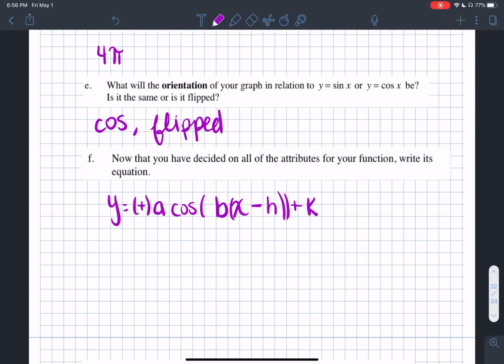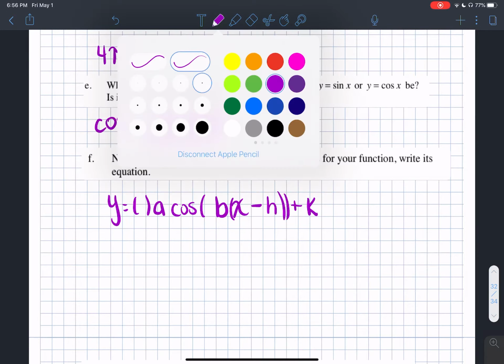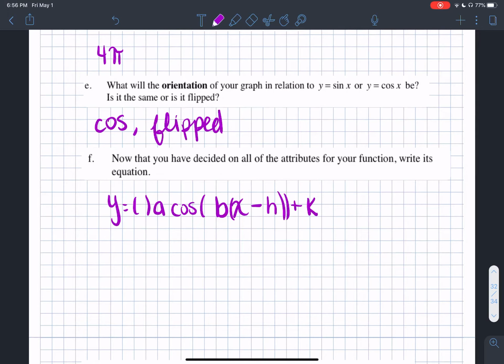Now that you've taken the time to write your equation, let's go ahead and talk about this equation right here. So, y equals, and these parentheses will tell you if your graph is flipped or not. My graph is flipped, so I will have a negative sign here. If your graph wasn't flipped, then you would have a positive sign. Then it's times A for amplitude.